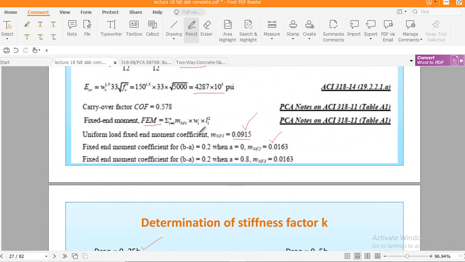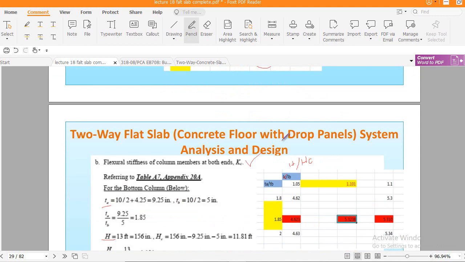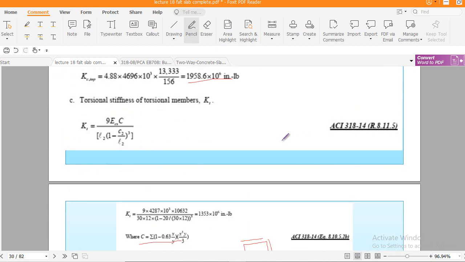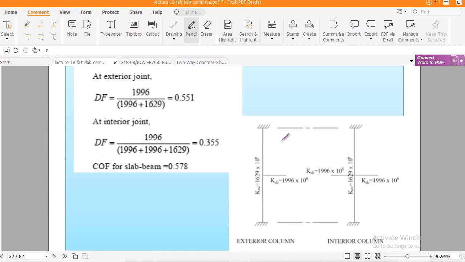Here you see MNF1. I just calculated this for uniform loading, right? So I already explained this. Now this is for the fixed end moment when B minus A equals 0.2, when A equals 0. In that case, MNF2 will be 0.0163. You have to interpolate the values. How can you do it? Let me show you one calculation right here.